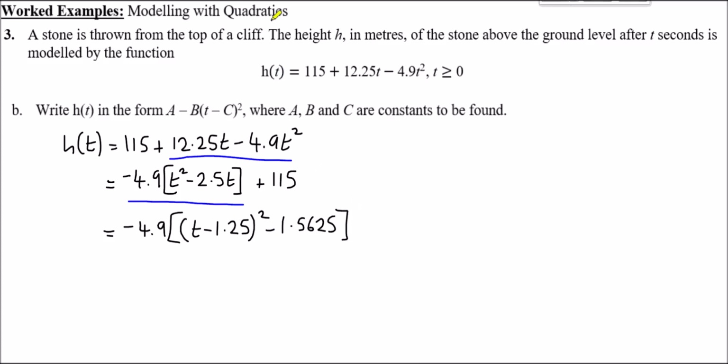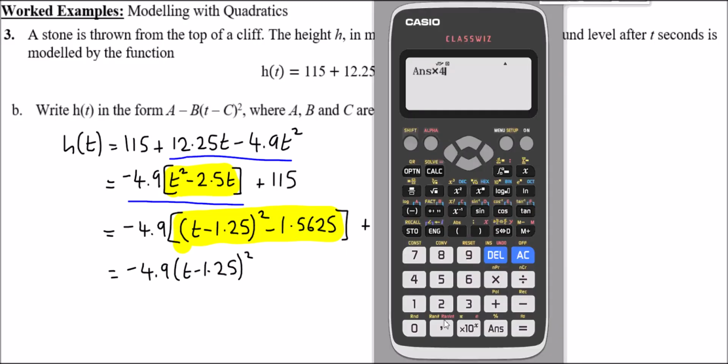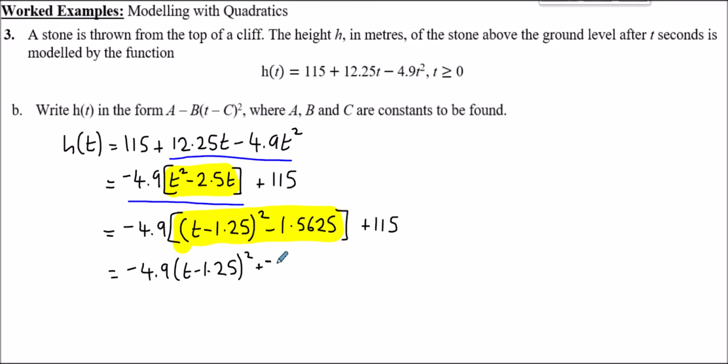So I'm just rewriting this part of the expression in this completed square form, and all of this is plus 115. We can now expand this out, so we multiply everything inside these big squared brackets by minus 4.9, which gives us minus 4.9 lots of t minus 1.25 all squared. Then minus 4.9 multiplied by this value here, minus multiplied by minus gives us a positive, so it's going to give us, as a decimal, 7.65625. So plus 7.65625.